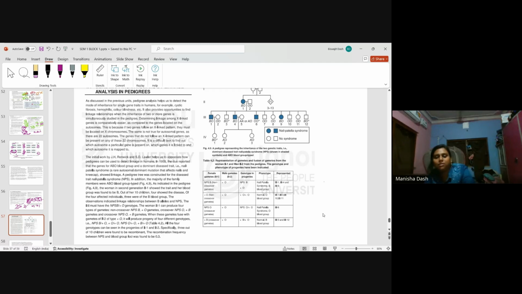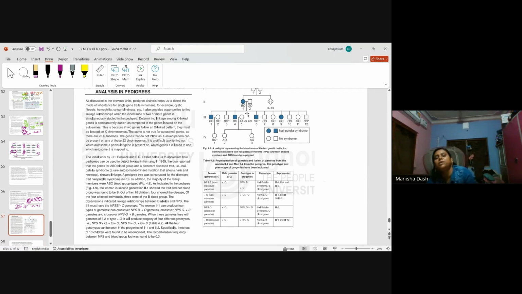Okay. Now this is another example of how the map distance can be calculated by using pedigree analysis. In this case, we are considering linkage, and linkage is used in the pedigree chart to estimate the distance between 2 genes. Here we are observing 2 different characters. One is the blood group, which is B, and the other is the nail patella syndrome.